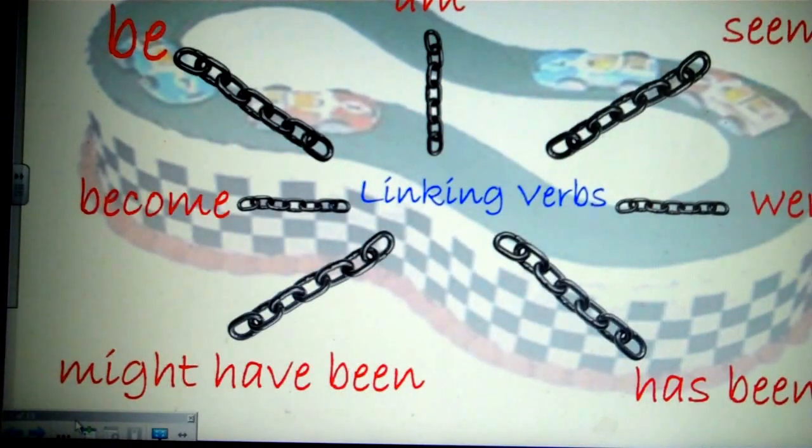Just remember, any form of the verb be, am, were, has been, are being, might have been, things like that. Become and seem, those words will always be linking verbs in your sentence.